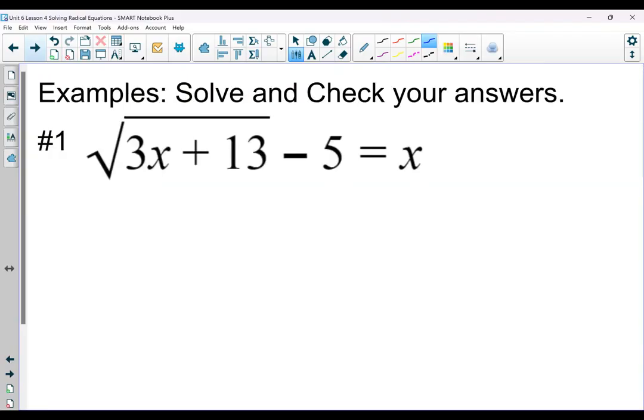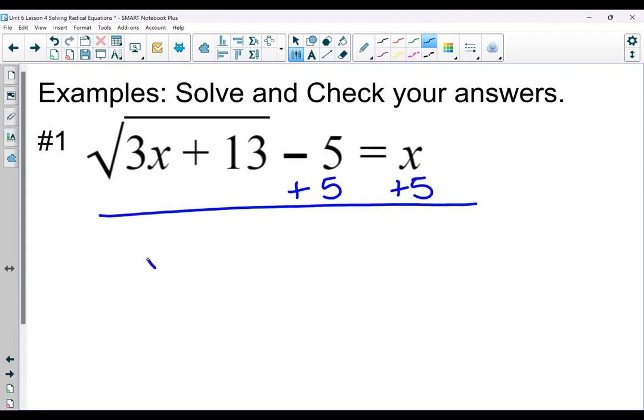So we'll start with a straightforward problem. We're going to isolate the radical by adding 5 to both sides, getting the square root of 3x plus 13 is equal to x plus 5. Those are not like terms. You can't add them together. It is what it is.